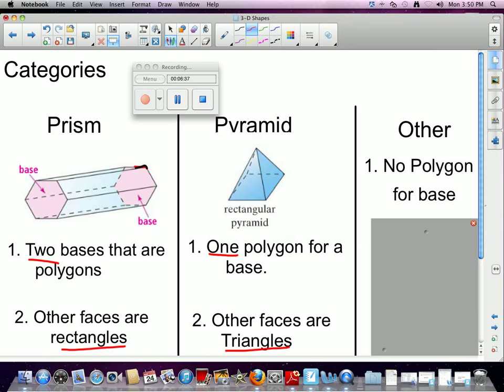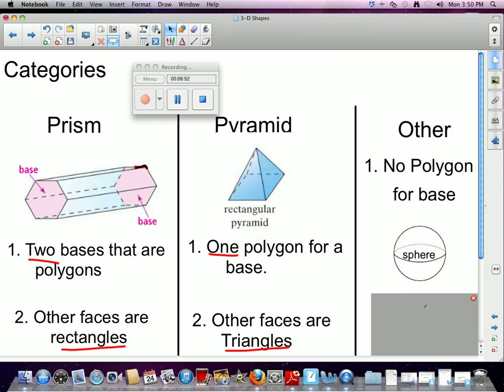There's another category that fits in here because what do you do with shapes that don't have polygons in them? So let's go under other, no polygon for a base. Such as a sphere. If you struggle, just draw yourself a circle, put a line through it, and then you dot it up there. That's one that doesn't have a polygon, because a circle is not a polygon.